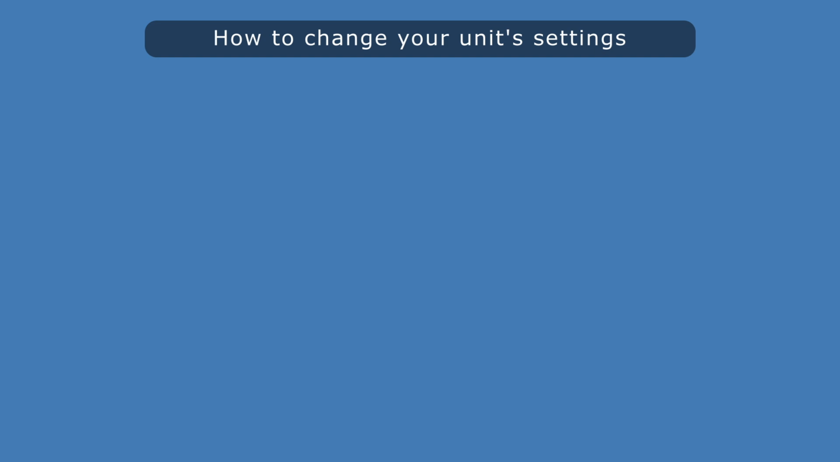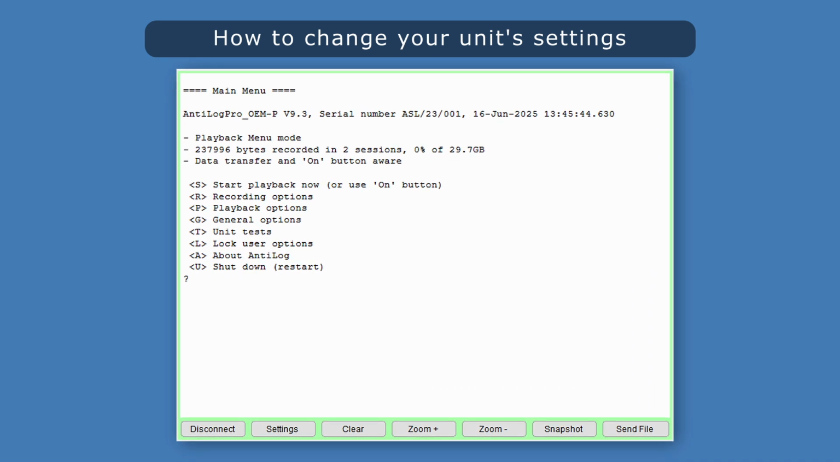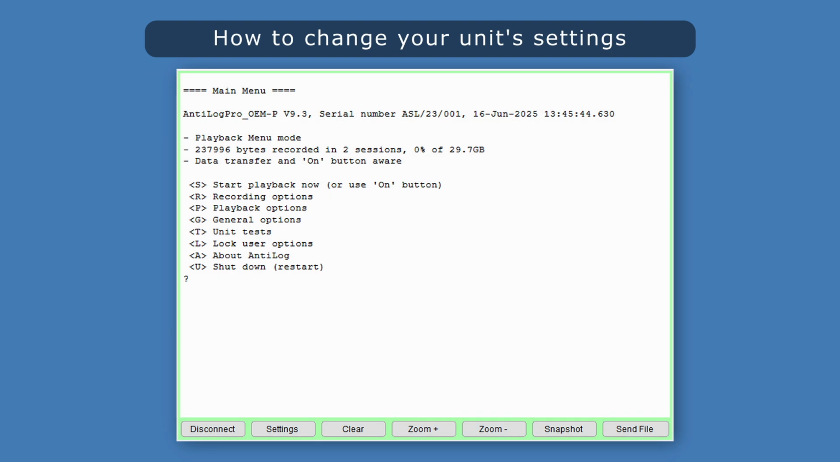To change your unit's settings, you will need to use the built-in terminal menu system. To see the menu, you will need to connect your unit to your PC using an RS232 null modem cable. You will then need to use an RS232 serial port terminal application.